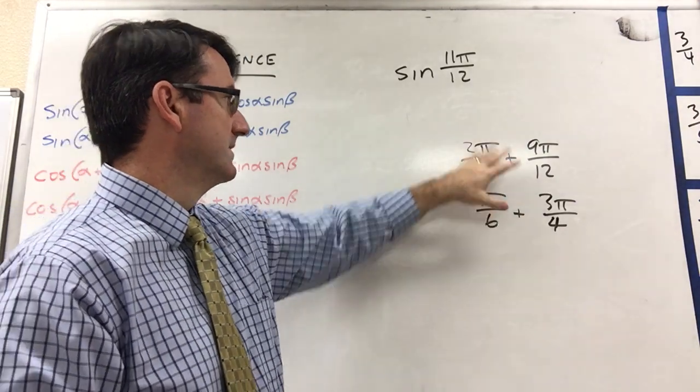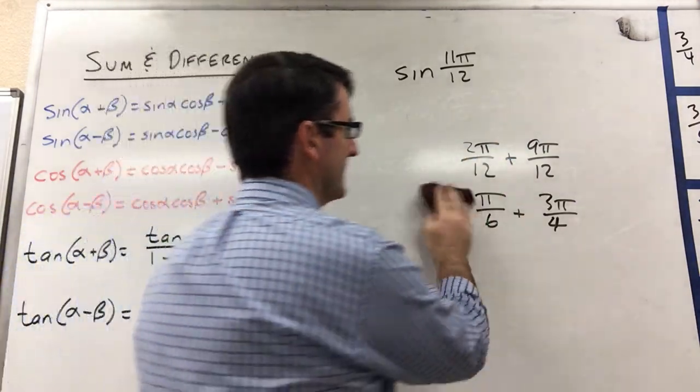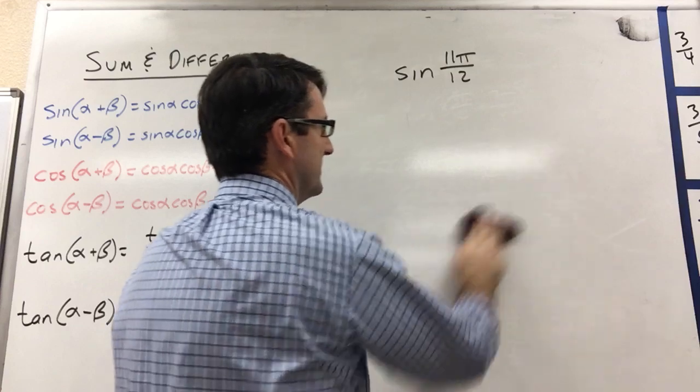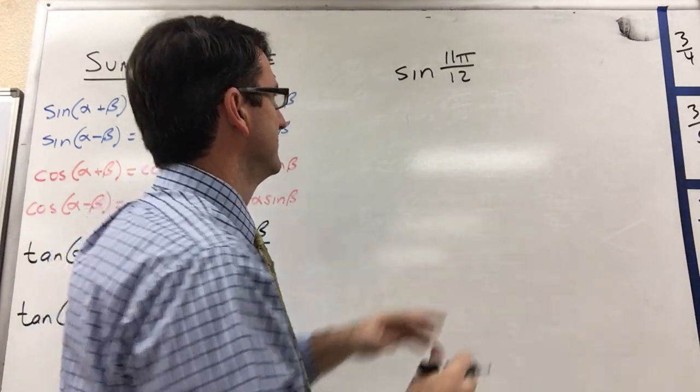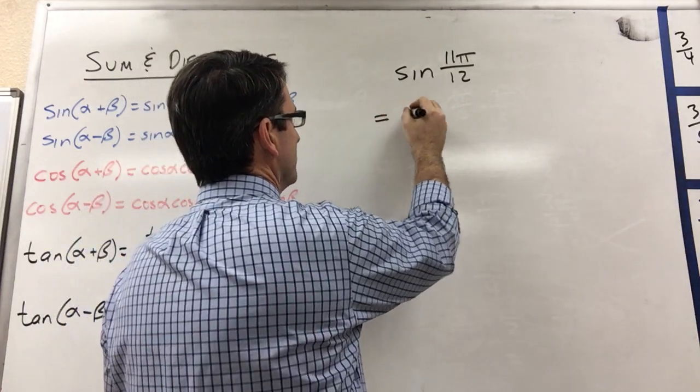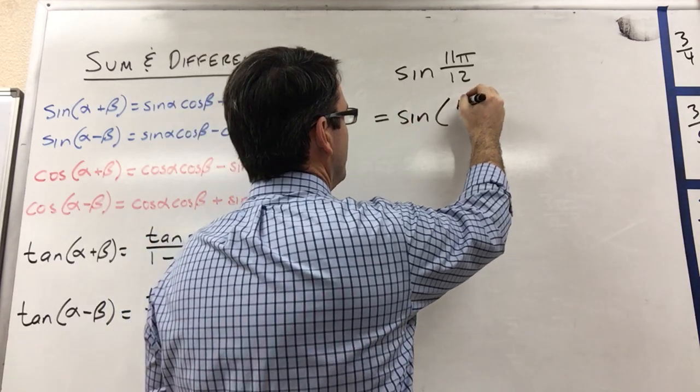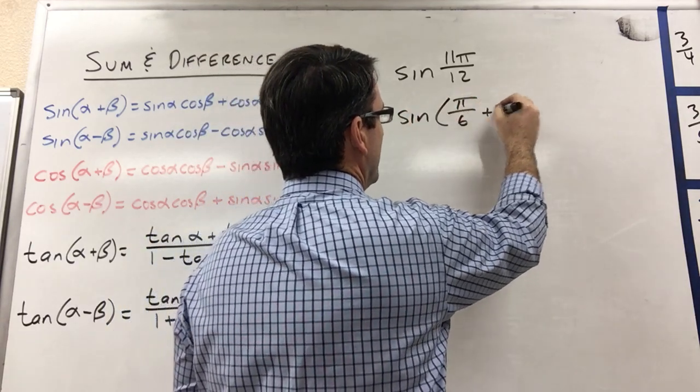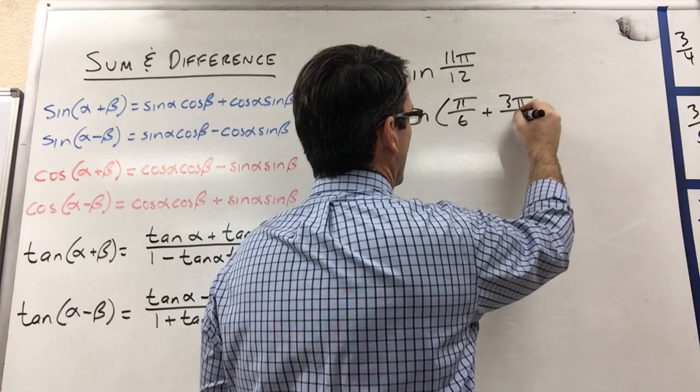So let's use this. Like I said, there's a few ways that we could split this up, but let's just go with the first one that we come to. So sine of pi over 6 plus 3 pi over 4.